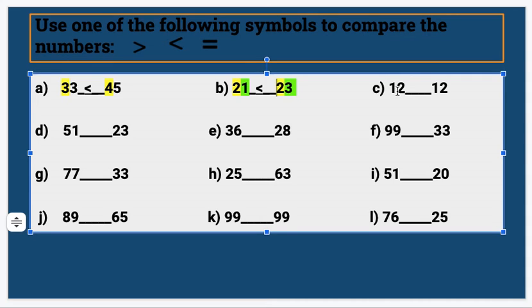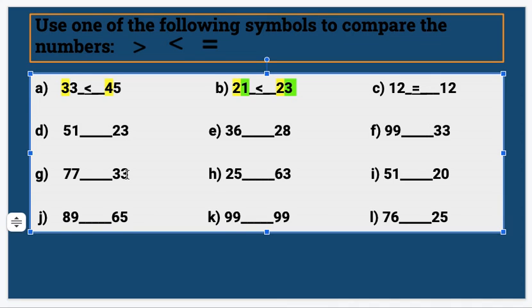Moving on to problem 3. I have the numbers 12 and 12. I can see right away both numbers are the same. They are equal. So I'm going to put the equal to sign, the math sign for equal: 12 is equal to 12. The rest of the worksheet you can work on your own.